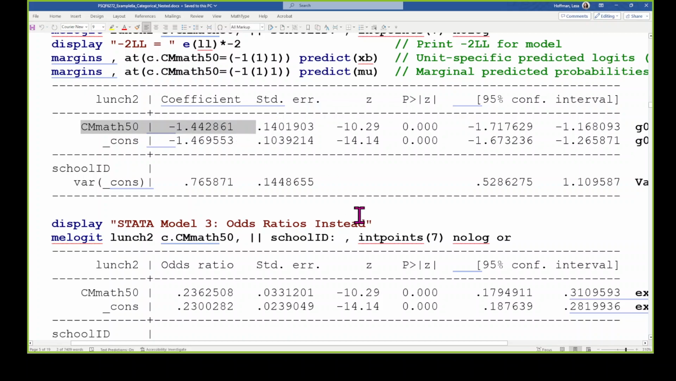How about my slope? Minus 1.44. As school mean math goes up, what happens? The predicted logit of the conditional mean decreases. Yes, the predicted logit is lower, or decreases, by 1.44 logits per 10 points of math, because that's what a unit is in this rescaled predictor. So the higher the school math, the lower the probability of getting free lunch.